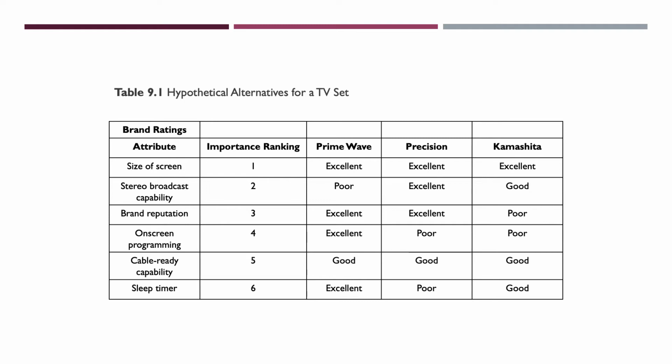On table 9.1 on the slide, it shows hypothetical alternatives for a TV set. Brand ratings attributes are 1 to 6 according to their importance ranking. The most important thing is the size of the screen, then the stereo broadcast capability. The third one is brand reputation. Fourth, on-screen programming. The fifth one, cable-ready capability. And the sixth importance ranking is sleep timer. And according to that, the table compares the alternatives.